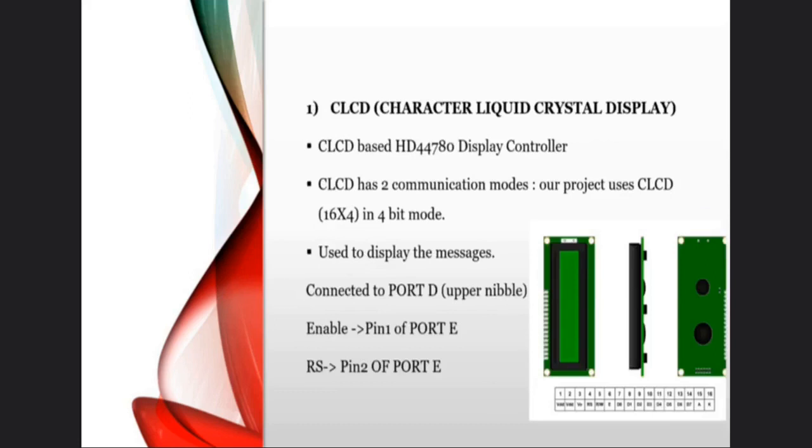The first peripheral we are going to discuss is about CLCD, that is Character Liquid Crystal Display. It is a kind of LCD used to display the messages, most commonly used to display ASCII characters. It has two communication modes, 4-bit mode and 8-bit mode. It has 16 interfacing lines. The information given to CLCD can be both instruction or data. Depending on the RS pin, that is the 4th pin of CLCD, it decides whether the given information is instruction or data. That is, when RS pin is 0, it is considered as instruction, and when RS pin is 1, it is considered as data.